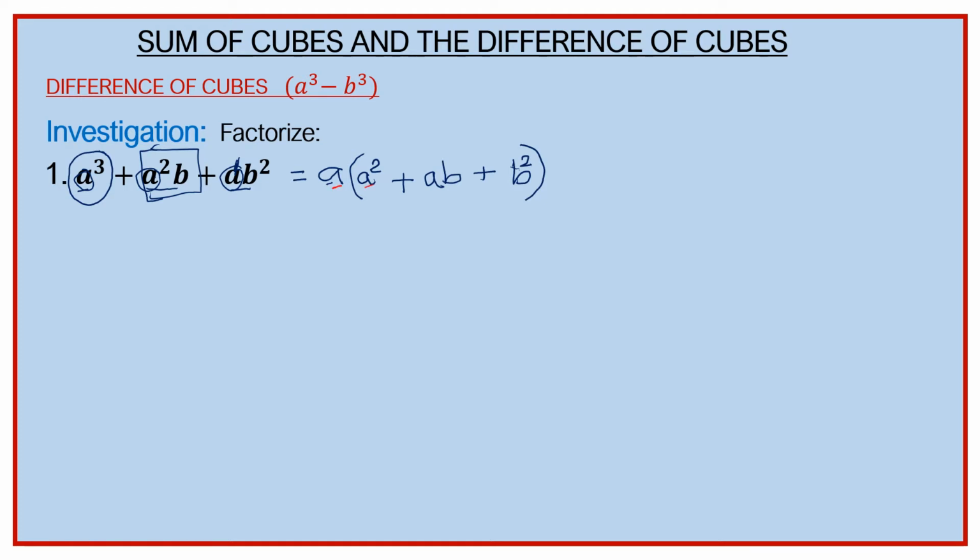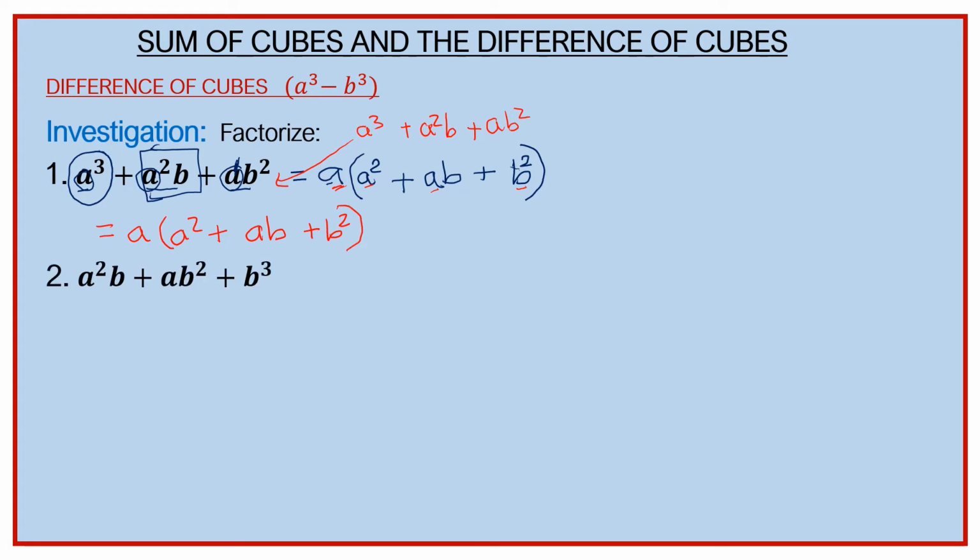This means that a times a² is a³, a times ab is a²b, and a times b² gives ab², which takes me back to the original. So here we have a(a² + ab + b²).